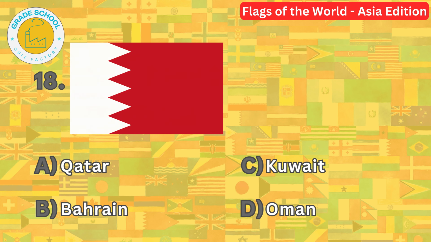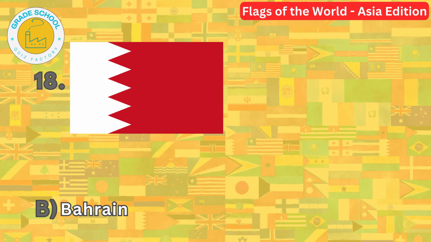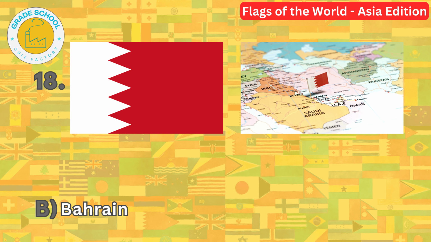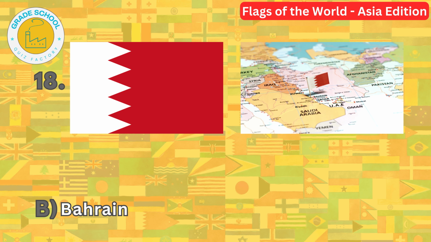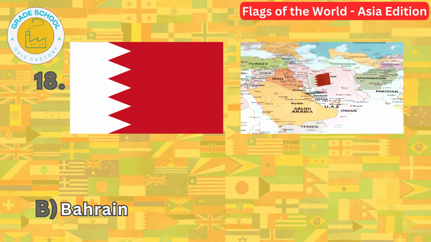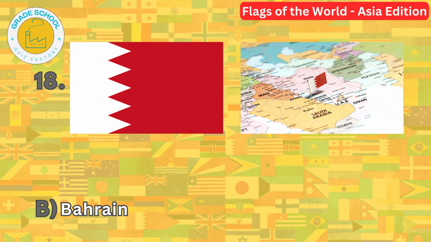Number 18. The correct answer is letter B. The flag of Bahrain has a white band on the left and a red band on the right, separated by a serrated line with 5 white triangles. The white color represents peace and harmony. The red color signifies the Kharijite sect of Islam, and the 5 triangles represent the 5 pillars of Islam.